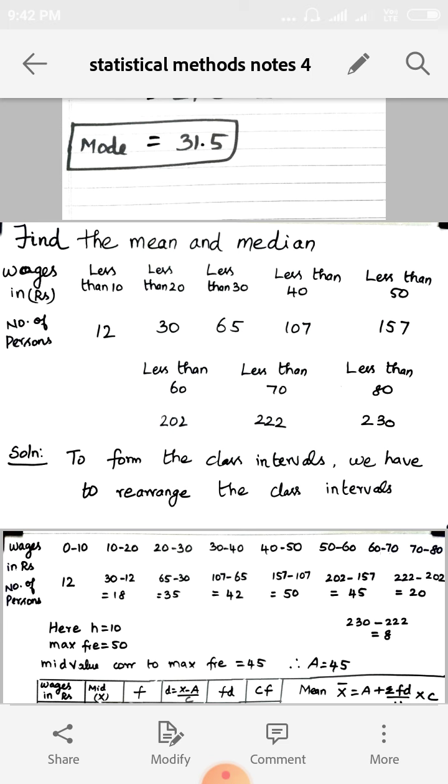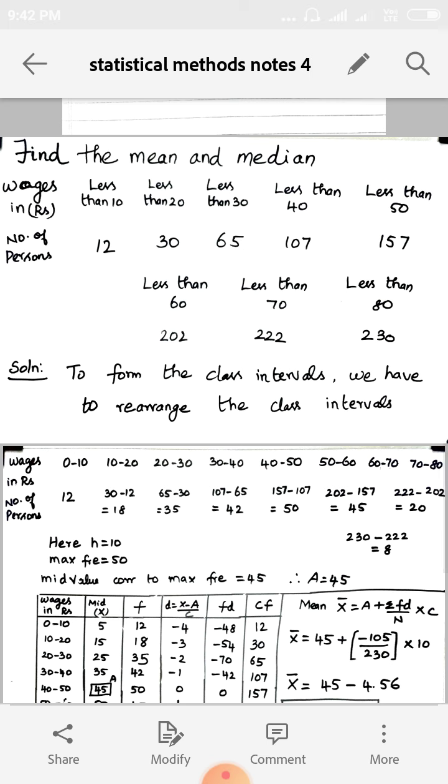But in this type, these columns, the number of persons, are not frequencies. Here, less than 10 means, in this method, cumulative frequencies are given. In the less than type method, normally frequencies are not given directly, but cumulative frequencies are given. So from that cumulative frequency we have to find the frequency.